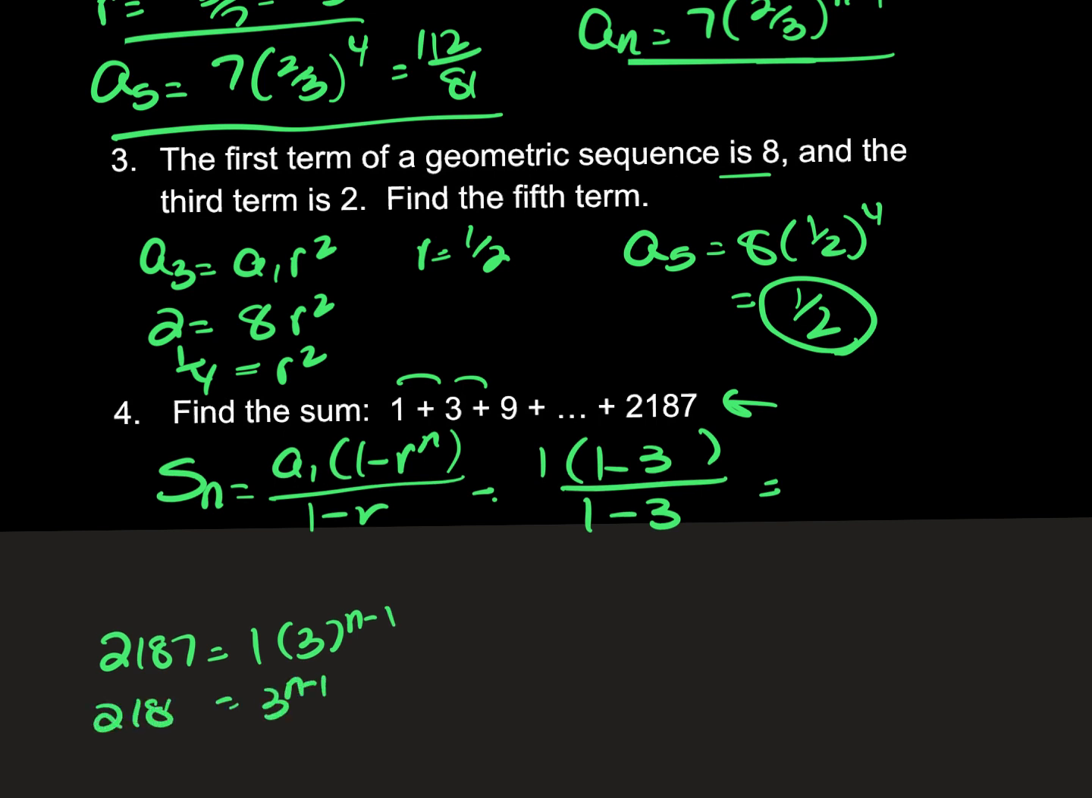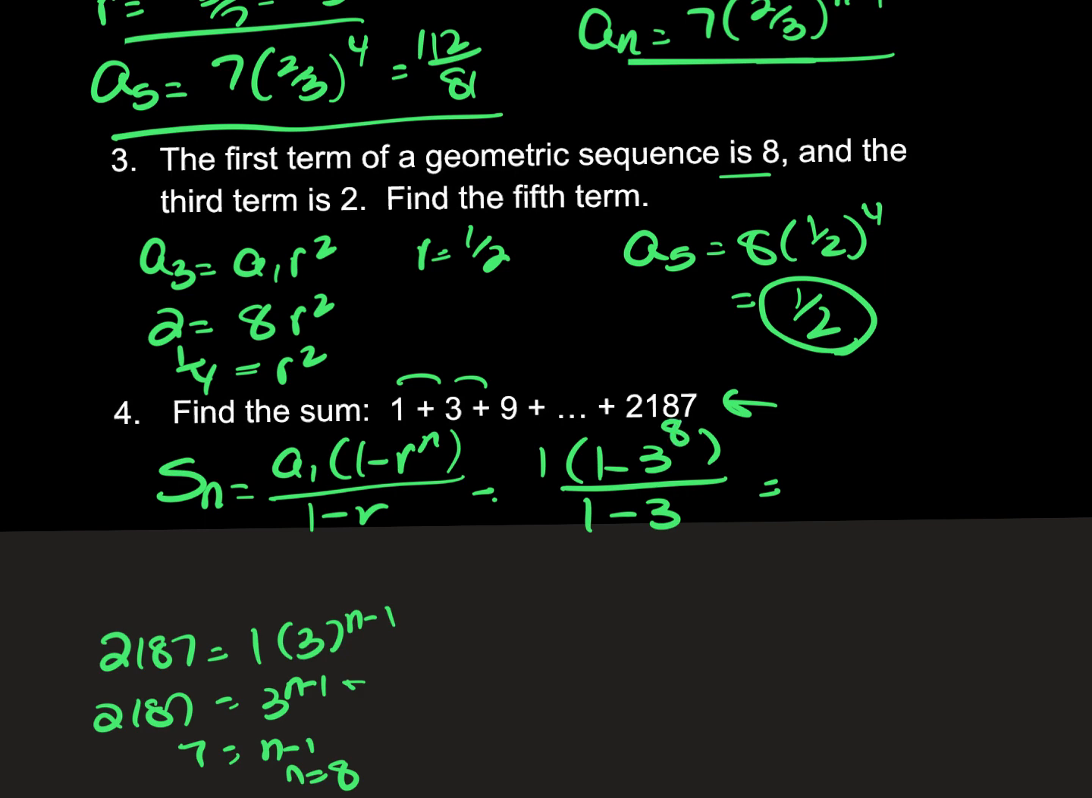So what I'm going to do right here, of course, you could use logs if you want to, but that's going to take a lot longer. Just take your calculator and go 3 to, let's say, the 8th power. I'm just guessing here, 3 to the 8th power. That's too big, so 3 to the 7th power. And sure enough, that's what it is. So that means n minus 1 must be 7, because the power has got to be 7 right there, which means n must be 8. So it means that 2187 is the 8th term.